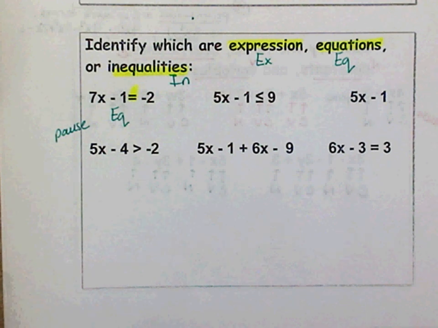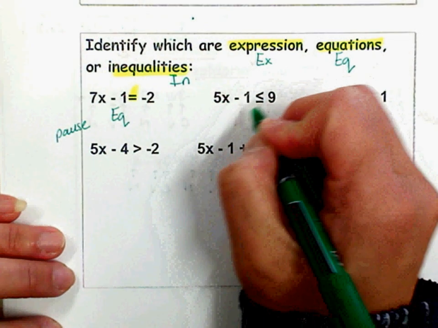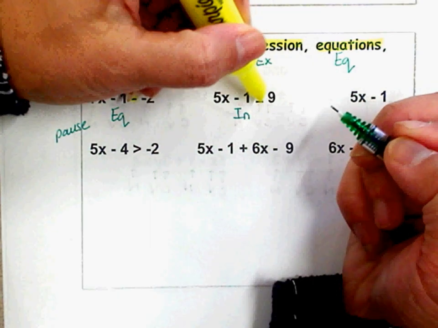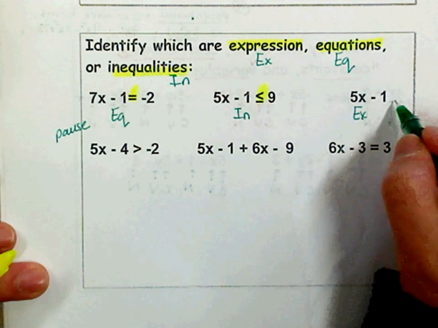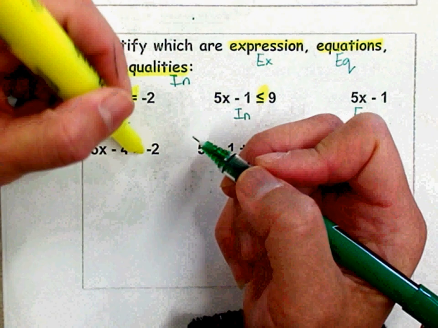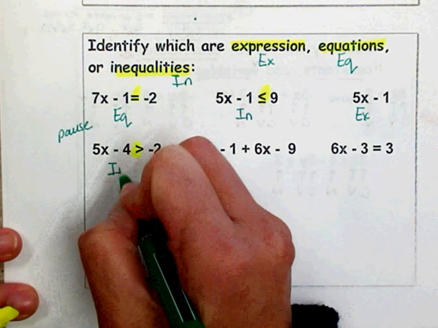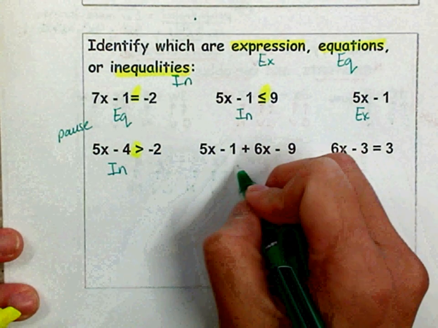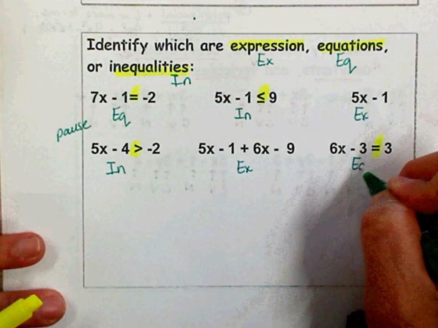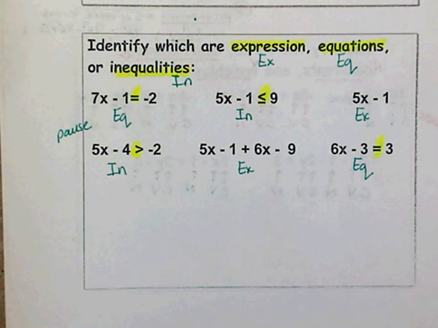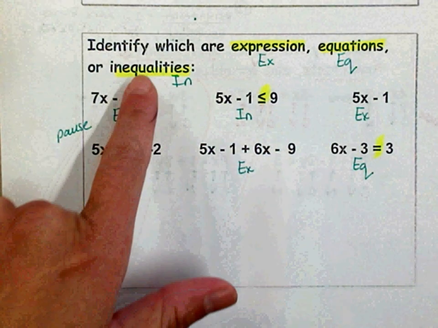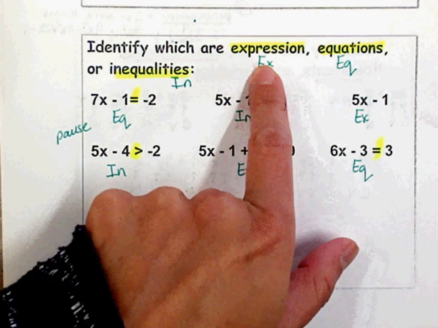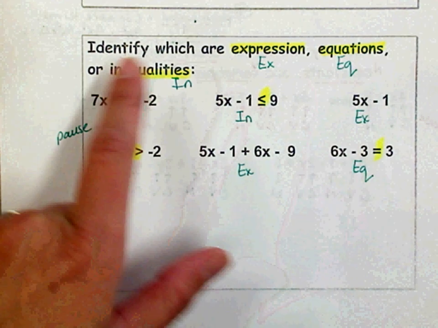Welcome back. What is this one? This one is an inequality. See how you have that symbol right there? This one is an expression because it has no equal nor an inequality. This one's got this symbol, which is an inequality. This one has none, so that's an expression. And this one has an equal sign, so this is an equation. Make sure you know these three words: expression, equations, inequalities.